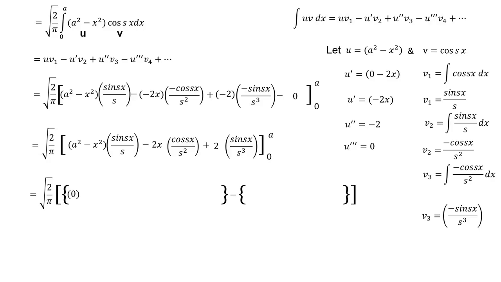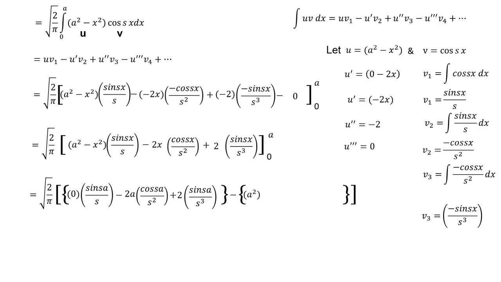Now we are going to apply the upper limit minus lower limit. When we are applying the upper limit, we get a² minus a², which becomes 0. And in the place of x in sin sx, you just apply a. So sin sa by s minus 2 into a, and then cos sa by s² plus 2 into sin sa by s³.